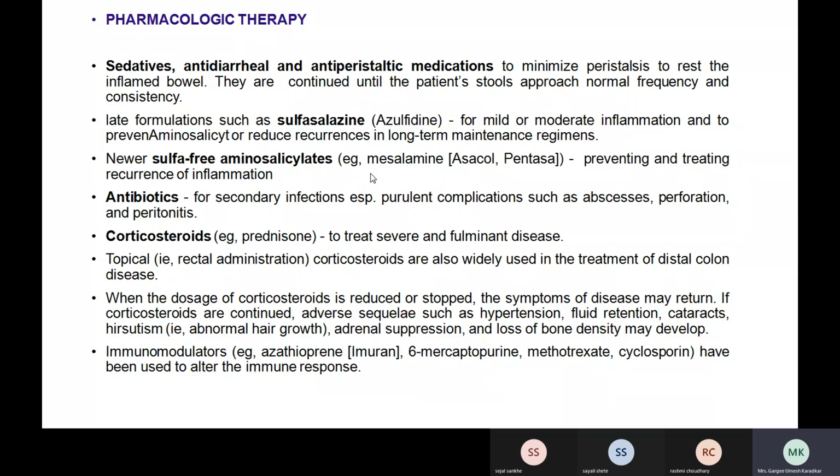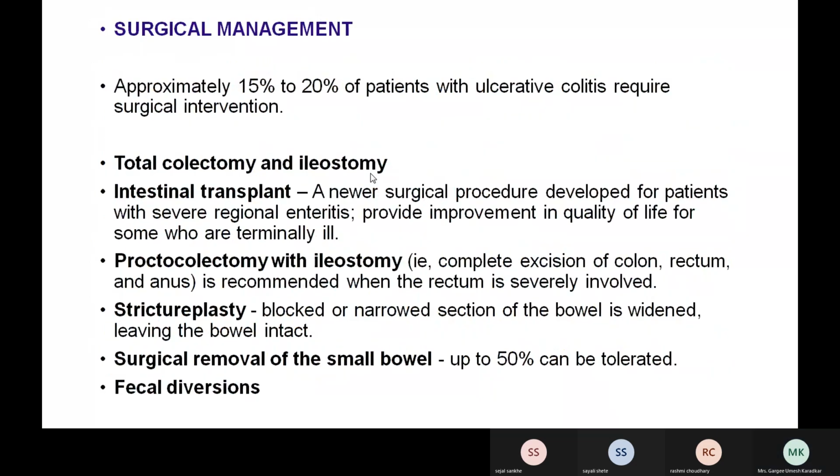There are certain immunomodulators, for example, azathioprine. You might have heard of this drug. Then other drugs like 6-mercaptopurine, methotrexate, and cyclosporine have all been used to alter the immune response. Okay, so these may be the drug therapy for the patient. If the patient is not responding to the drug therapy, the patient may undergo surgical management also. Around 15 to 20% of the patients may undergo surgery.